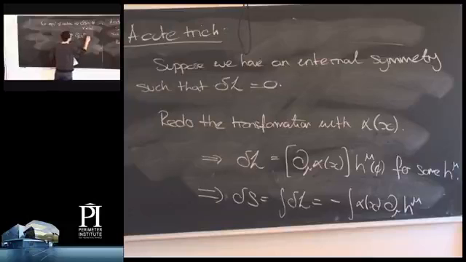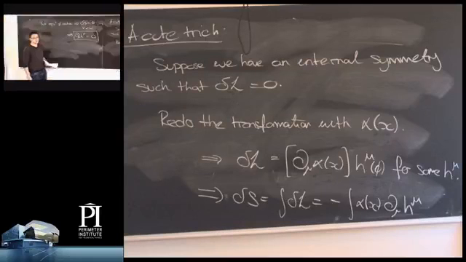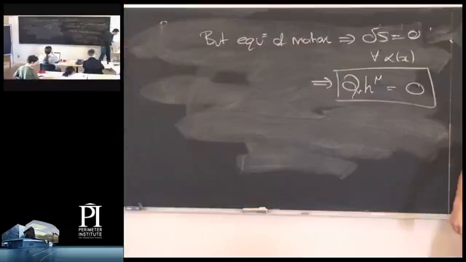And the only way this can happen is if the derivative of h vanishes. Okay? So h is the conserved current in this case. So this is the cute trick. You have some theory. It's got some internal global symmetry that you want to figure out the current for.